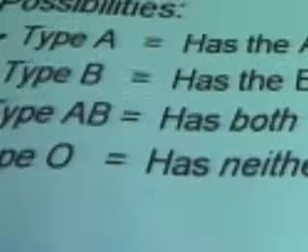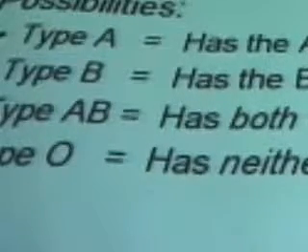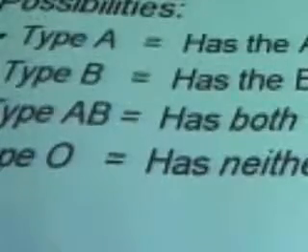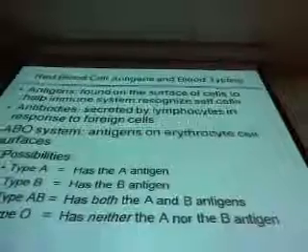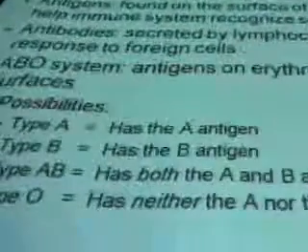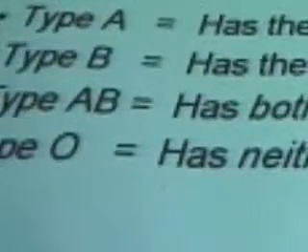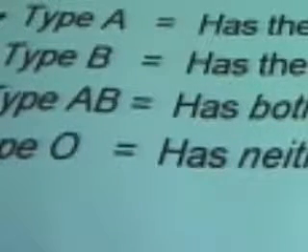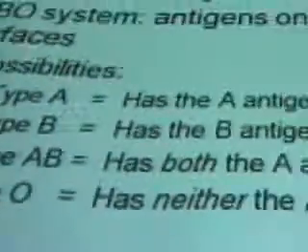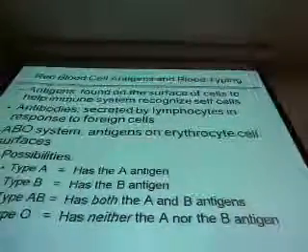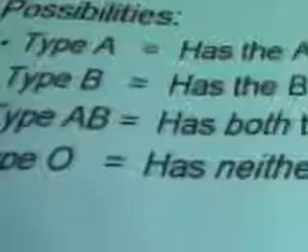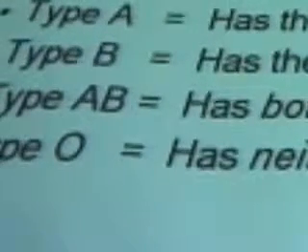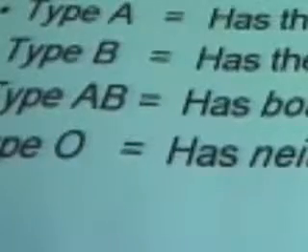So when we type your blood for a doctor, for a transfusion, whatever, we do what we call a forward type. We take the red blood cells and put them in a solution of anti-A, of anti-B, and actually anti-D to look for an RH. If they're an A and you put them in a solution of anti-A and spin them, they form a nice big clot, a nice big chunk.